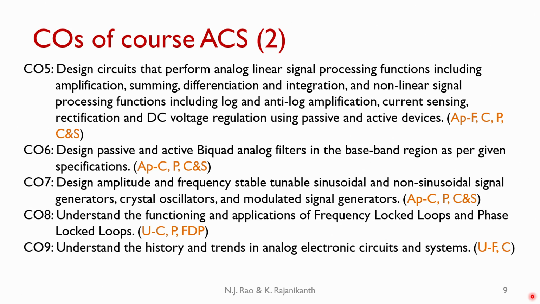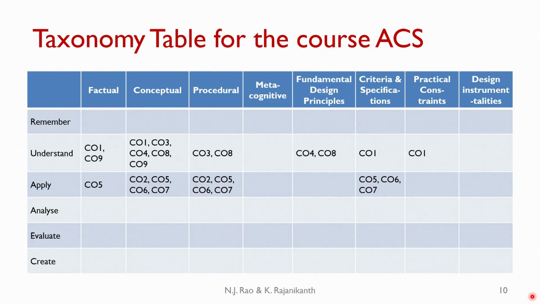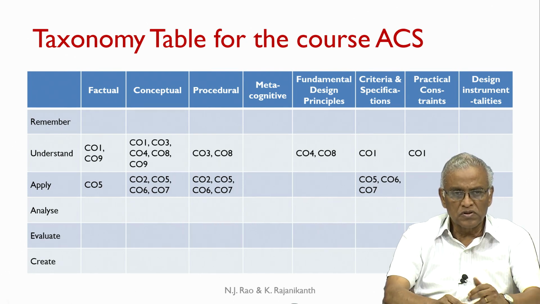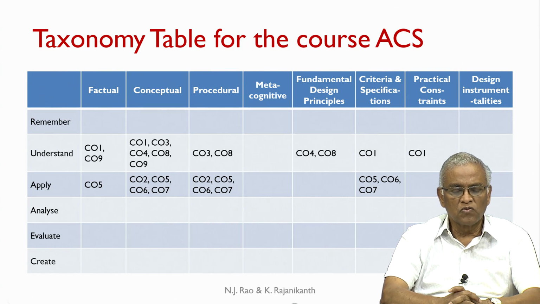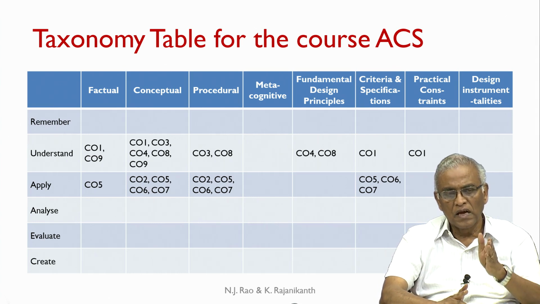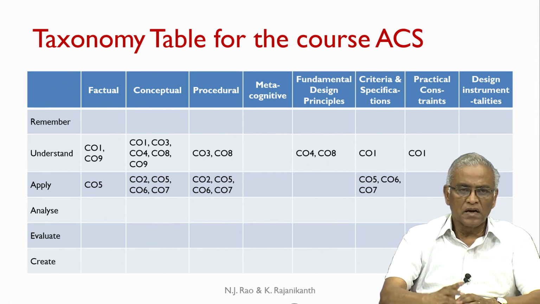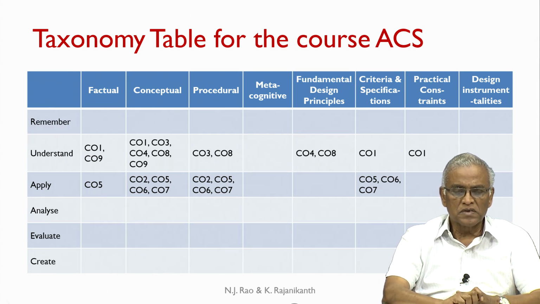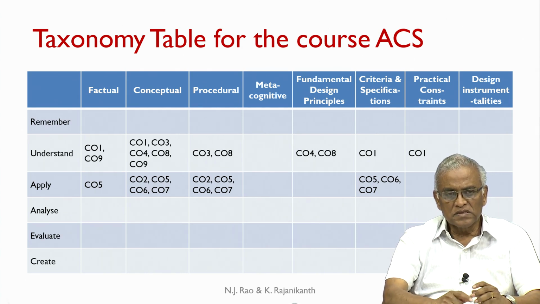Now these can be located inside a taxonomy table. So we have shown this earlier in the module 1 as well. So all the cognitive levels are shown as rows, that is remember, understanding, apply and so on, and on this we are showing all the knowledge categories. And as you can see, depending on the tagging that we have done, we located each CO in that.